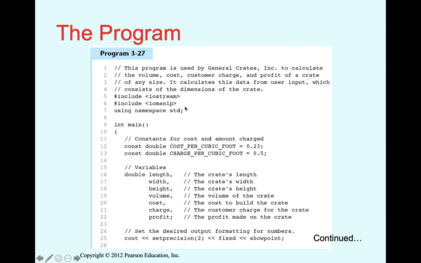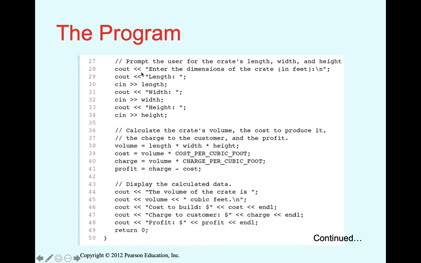In this program we are using iomanip because we want to use some formatting like setprecision and fixed showpoint. This is to use 2 decimal points for the numbers. Here we are defining two constant doubles, because these will not change, the cost per cubic foot and the charge per cubic foot. These will not change during the program. So we define all the variables, and then we set the desired formatting. We want 2 decimal points, and then we use cin for the length, width, and height. Then we compute the volume, the cost, the charge, the profit, and then we print everything.